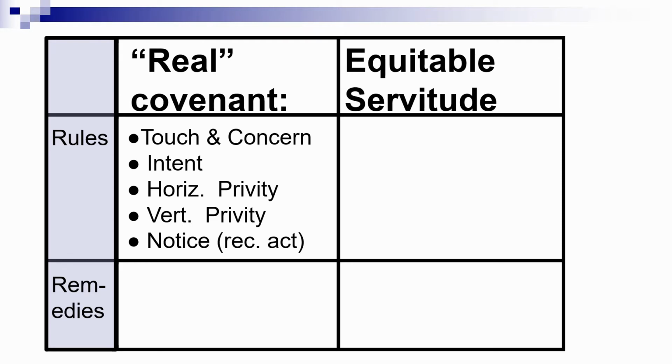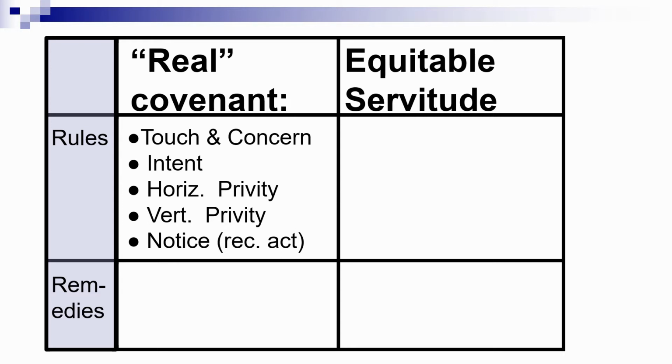They are that the covenant's got to touch and concern the land. There must be intent for the burden and the benefit of the covenant to run with the land. We also need both horizontal privity, at least if the burden is to run, and we need vertical privity. And finally, because of the recording acts in the United States, the burdened party must have notice of the covenant at the time they acquire the land.